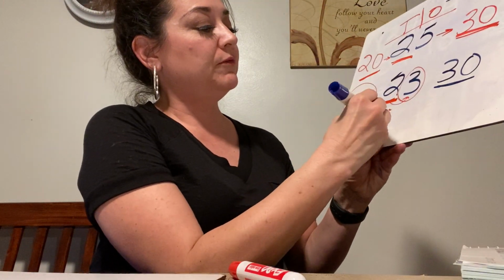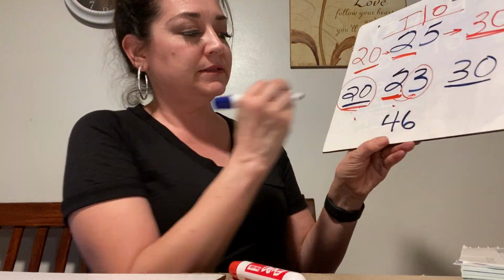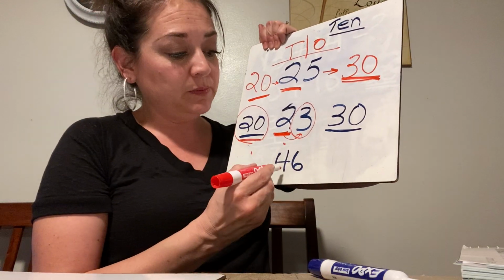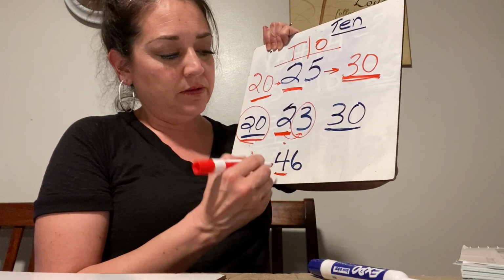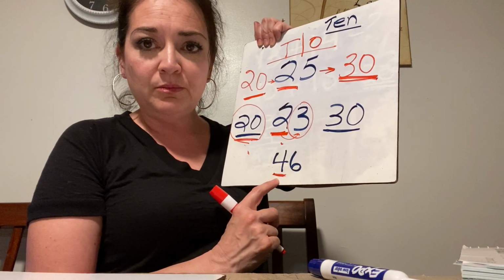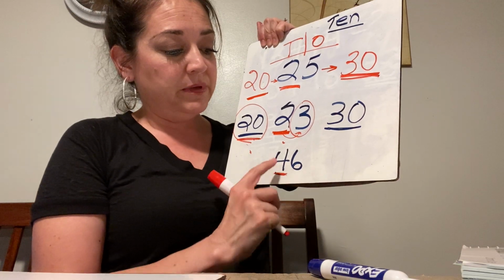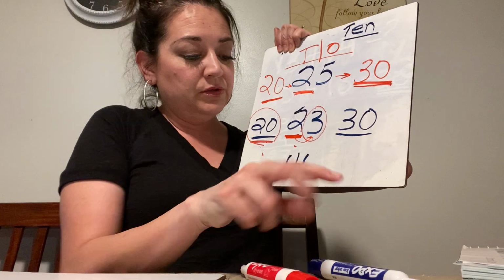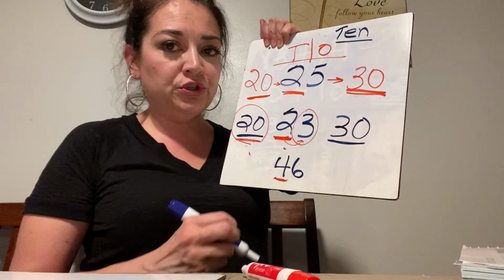Let's do one more. Let's try, how about 46? We want to round 46 to the nearest tens place. So what's the first thing we do? We look at the tens place, which is right here. This is the ones place, this is the tens place. So this is the target place we're going to look at because we're either going to round it up or round it down. So 46 is between which two tens?